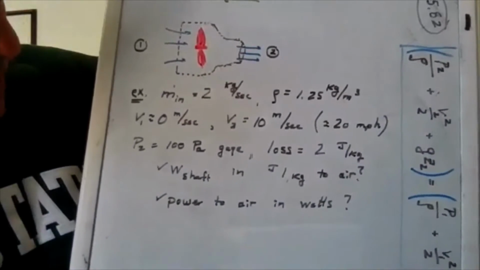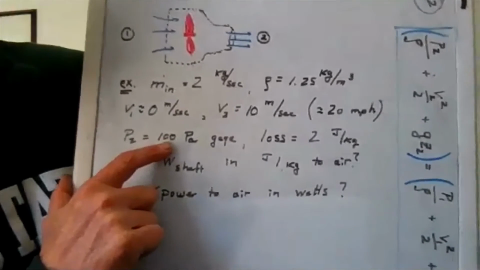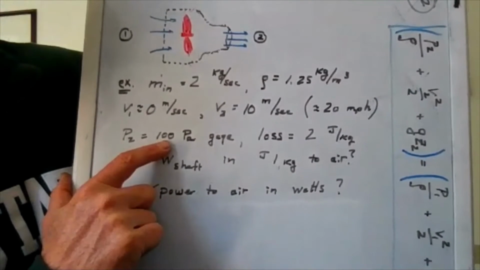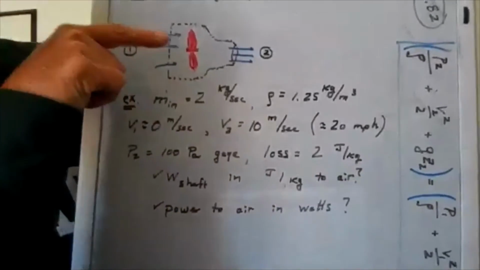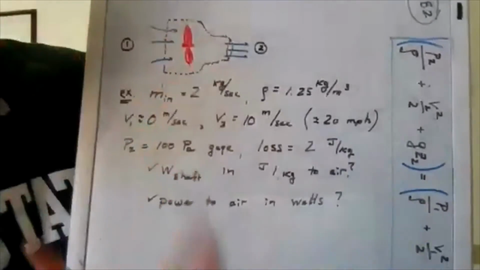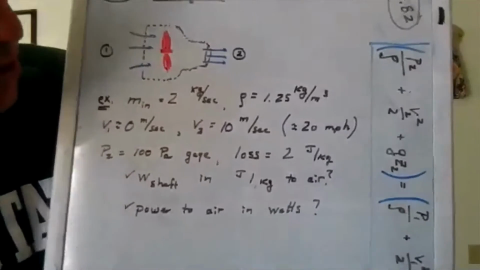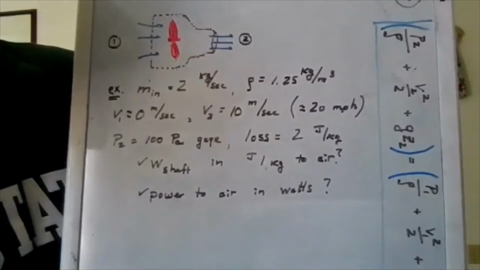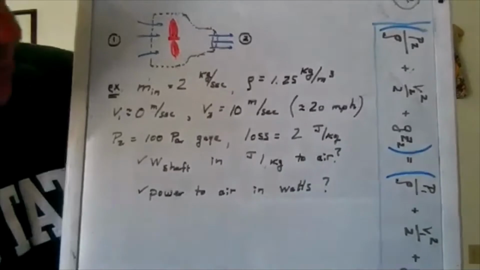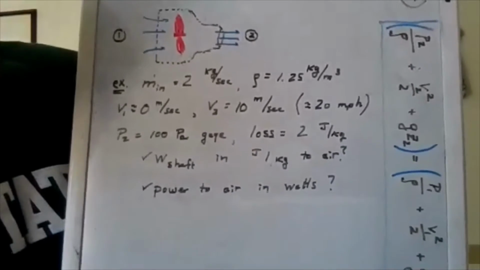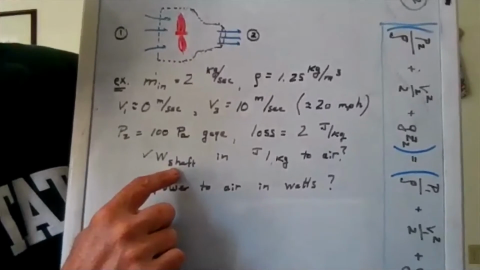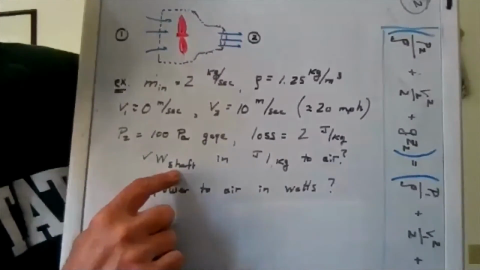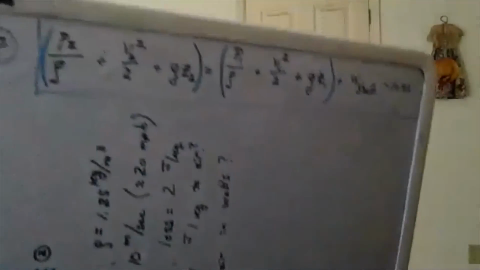And some other data: it's going to come out with a little bit of pressure relative to standard pressure, 100 kPa gauge pressure. There's going to be some loss as the air goes through there because it's a poorly constructed fan, and there's friction of 2 joules of energy loss for every kilogram that goes through there. Okay, that is enough. Why don't we go ahead and pause and see if you can set up the energy equation, the mechanical energy equation, and go through and solve for the work of the shaft.